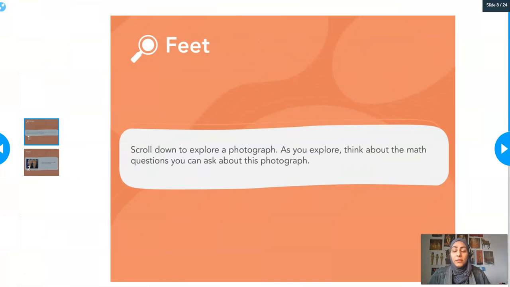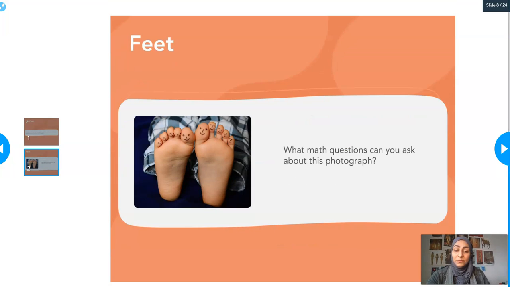Okay, now I have a picture. We can scroll down to explore photographs. As you explore, think about math questions you can ask about this photograph. I know it's funny, but what math question can you ask about this photograph? Just think carefully. Think math. Do you have a question in mind right now? We're going to share our questions, so keep your question in mind. Let's move forward.